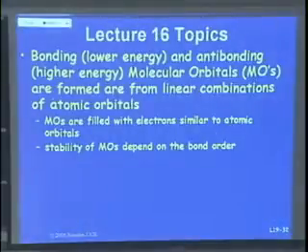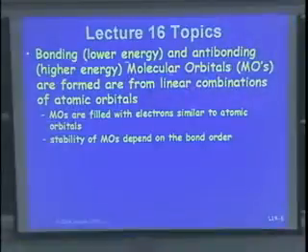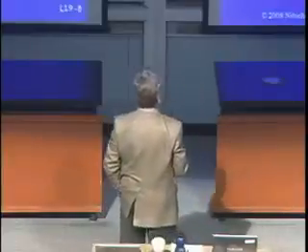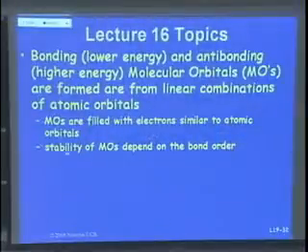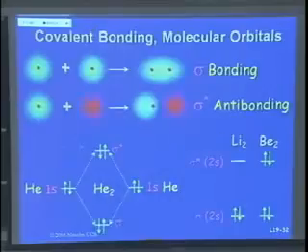So let's see. Bonding, we have bonding and anti-bonding molecular orbitals. That means these atomic orbitals combine to a bonding molecular orbital and an anti-bonding molecular orbital. Because you start out with two orbitals, you have to come back with two orbitals. Okay? So the molecular orbitals are filled with electrons similar to the atomic orbitals. Stability of the molecular orbitals depends on the bond order. And we had this here. The bond order was the number of bonding electrons minus the number of anti-bonding electrons divided by 2.